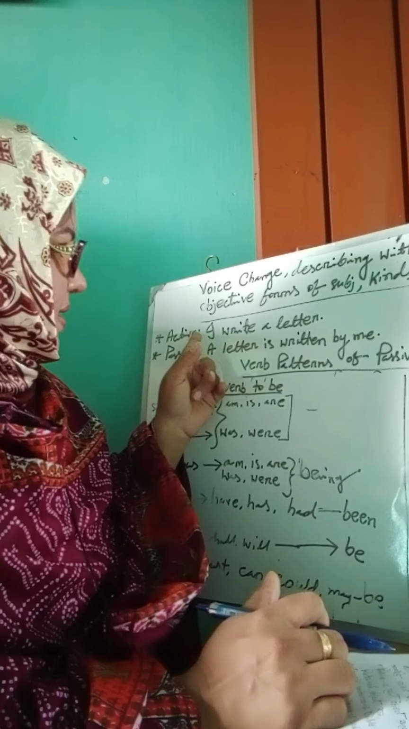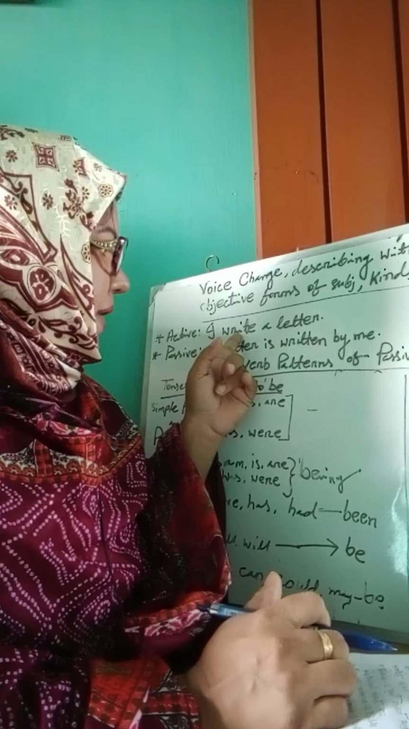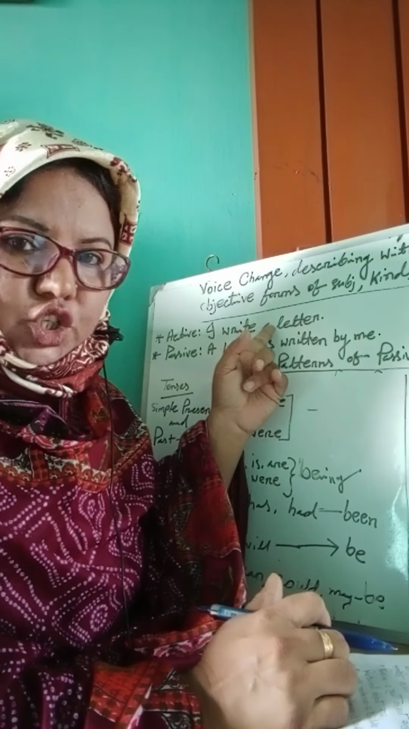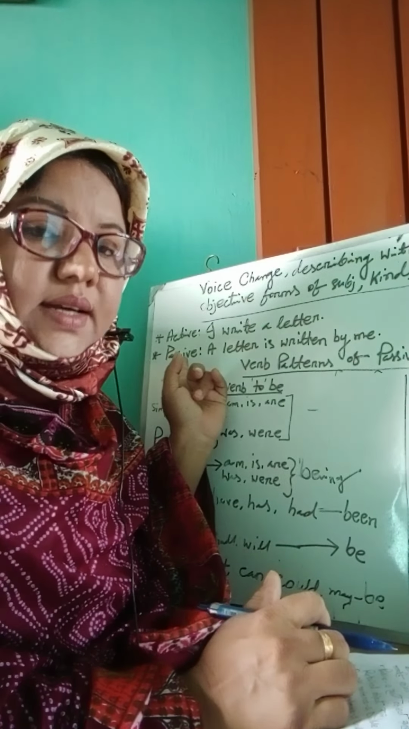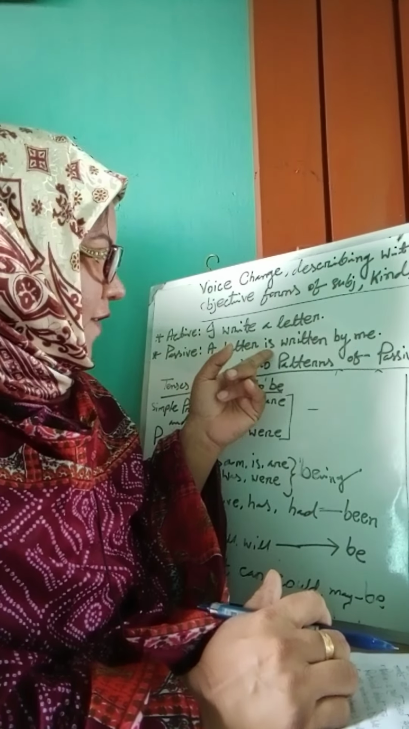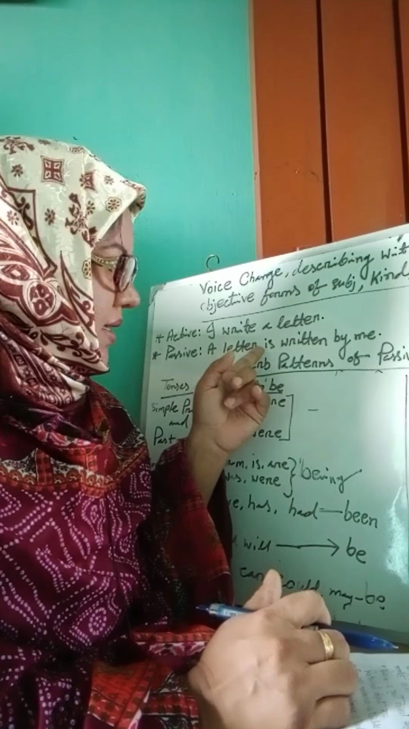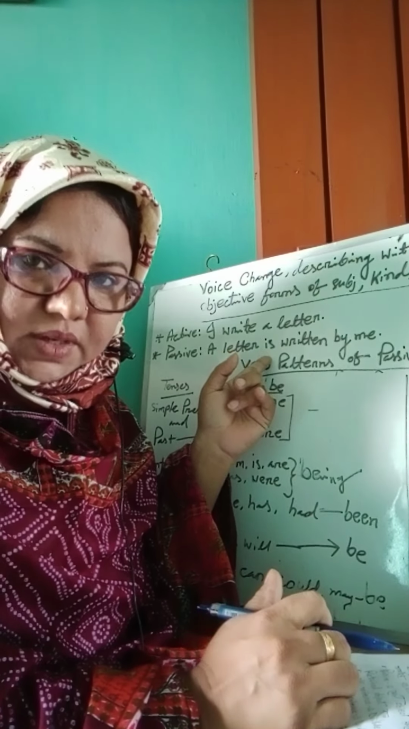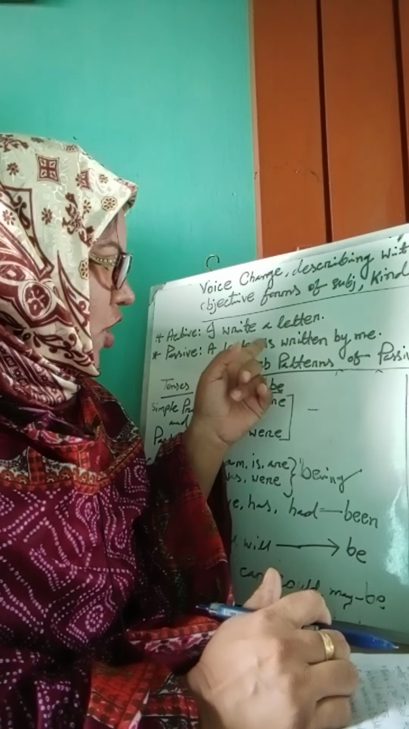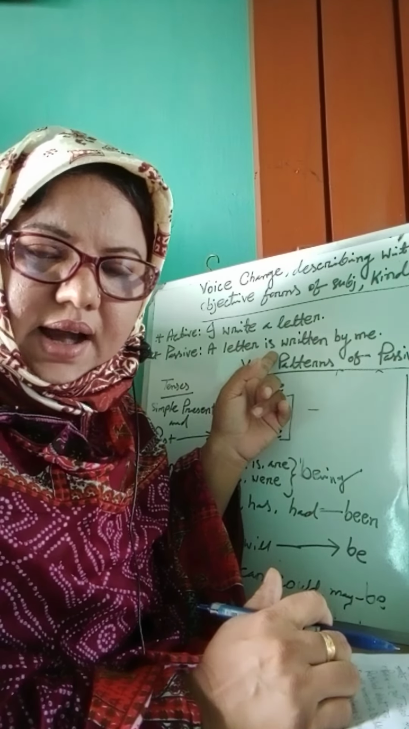Look at this sentence, I write a letter. Here I is the subject, write is the main verb, a letter is the object. When this becomes passive voice, a letter becomes the subject, then the verb follows the subject and it remains is.